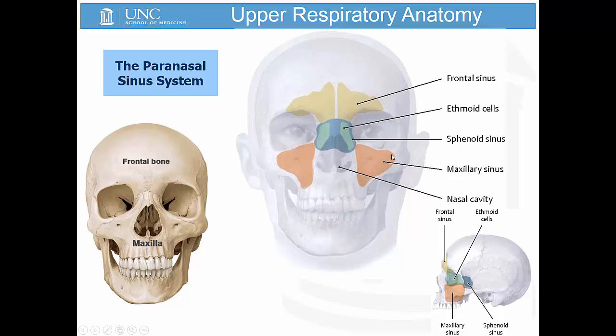In this cartoon representation, one can appreciate a hollow area within the frontal bone that forms the frontal sinus, the large hollow areas in the maxilla, the maxillary sinuses. Along the medial side of the orbit, the ethmoid sinuses, often referred to as the ethmoid air cells, and then deeper within the skull, a hollow area within the sphenoid bone called the sphenoid sinus.